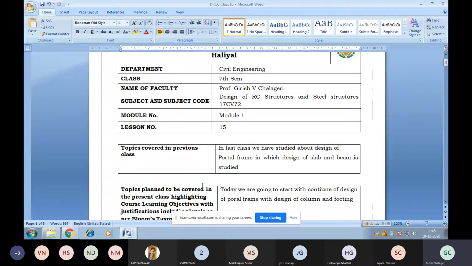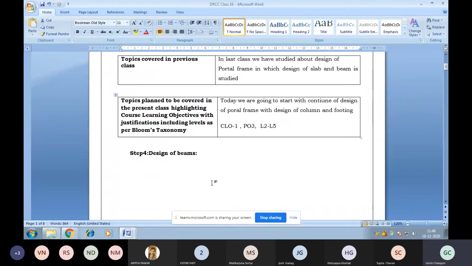In the last class, we have studied the design of portal frames, kinds of portal frames, components of portal frames, and also calculated the loads coming over the portal frames. We have designed the components of portal frames like the slab, that is, the one-way continuous slab. And we have also calculated the bending moment and shear force diagram for the frame, and drawn that bending moment and shear force. Now further we need to design the components, that is beam, columns and footings. That will be done in today's class.